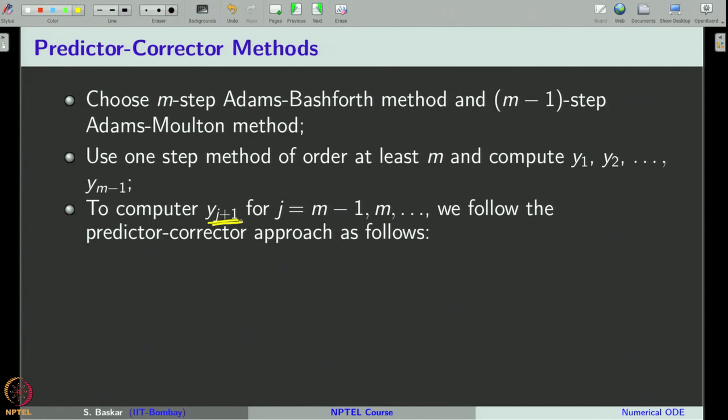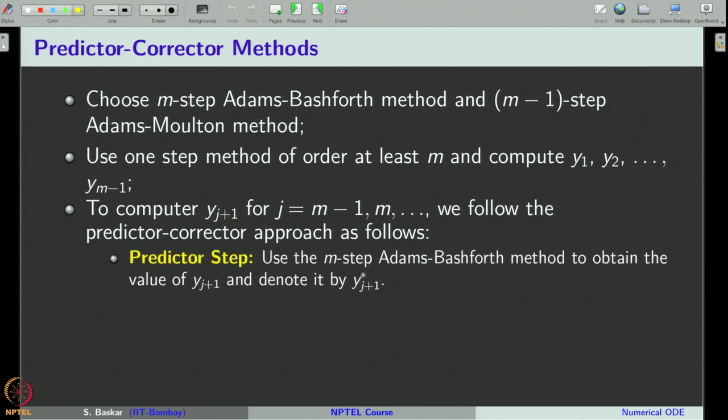If you recall, in the last class, we introduced the predictor-corrector approach for the trapezoidal method. The same idea will go on here. What you do is, first find y_{j+1} using the Adams-Bashforth method. There is no problem in doing this, because the Adams-Bashforth method is an explicit method. You have an explicit formula for y_{j+1}. Once you obtain the value of y_{j+1} from the Adams-Bashforth method, you denote it by y_{j+1} star. And this is the predictor step.